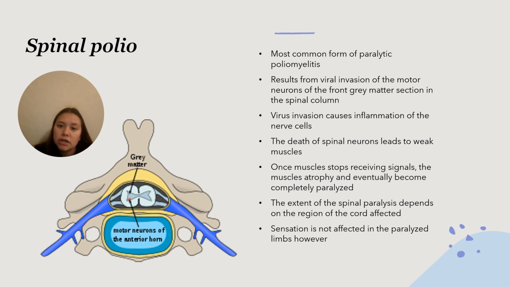The virus invasion causes inflammation of the nerve cells, which leads to the destruction of motor neuron ganglia. The death of these spinal neurons then leads to weak muscles, which then stop receiving signals from the brain and the spinal cord. Once muscles stop receiving signals, the muscles undergo atrophy and eventually become completely paralyzed. The extent of the spinal paralysis depends on the region of the cord affected. So cervical is neck, thoracic is chest, and lumbar is around your lower back. And sensation is not affected in the paralyzed limbs, though, so you can lose movement without losing feeling.